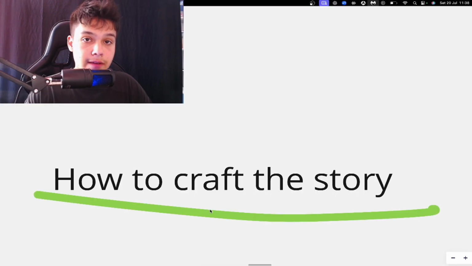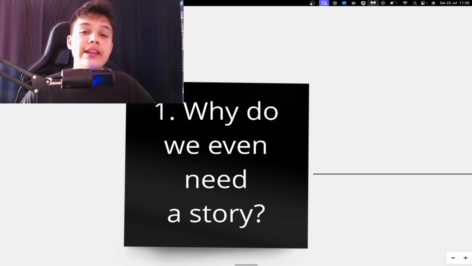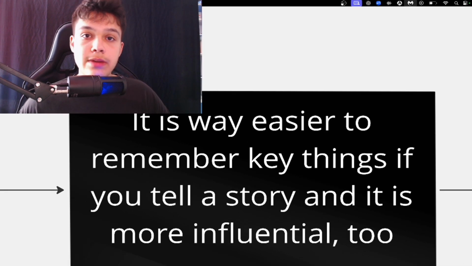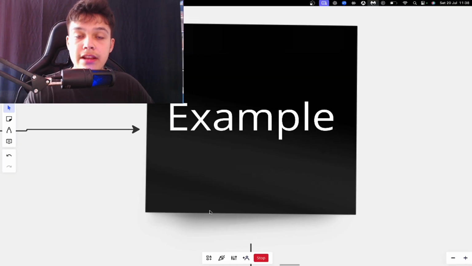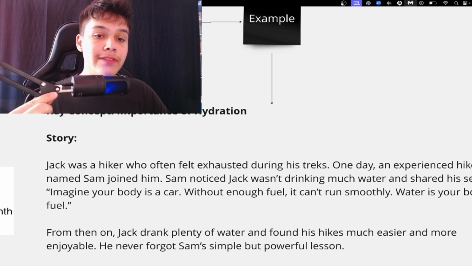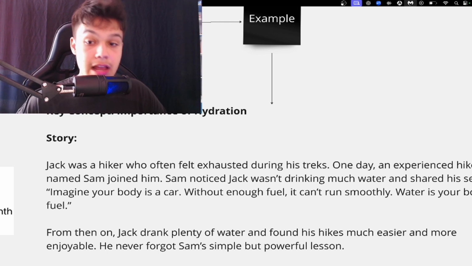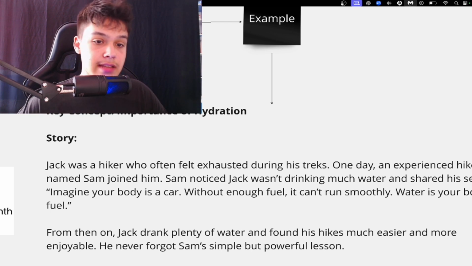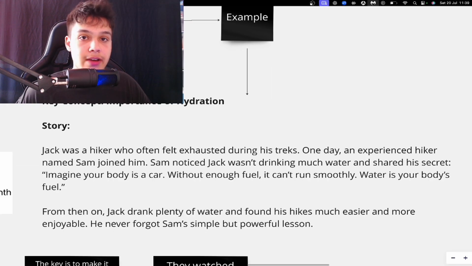Now we need to craft the story. Firstly, why do we even need a story? The reason is that it's way easier to remember the key things and it is way more influential as well. Here's an example. The key concept is the importance of hydration. And here's the story. Jack was a hiker who often felt exhausted during his treks. One day, an experienced hiker named Sam joined him. Sam noticed Jack wasn't drinking that much water and shared his secret. Imagine your body is a car. Without enough fuel, it can't run smoothly. Water is your body's fuel.